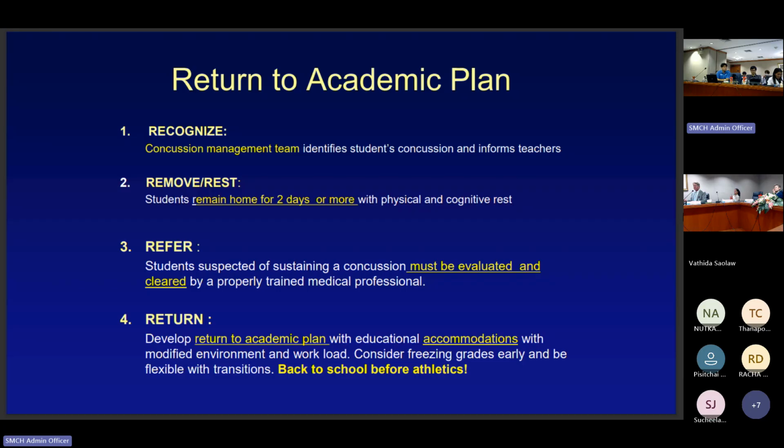There's a study that randomized 2 days or 5 days away from school. And the ones that were randomized to 2 days and went back to school did as well, if not better, than the ones that stayed out for 5 days. So staying out of school is not required to get better. In fact, it may keep them from getting better. And then the return to academic plan is important, like I mentioned.